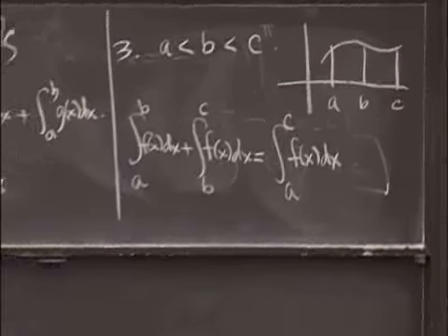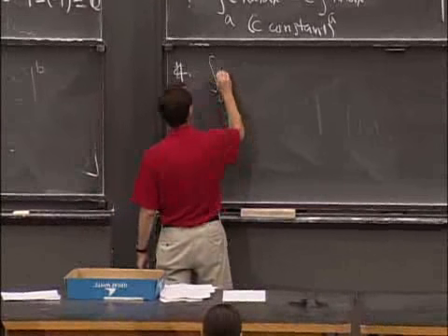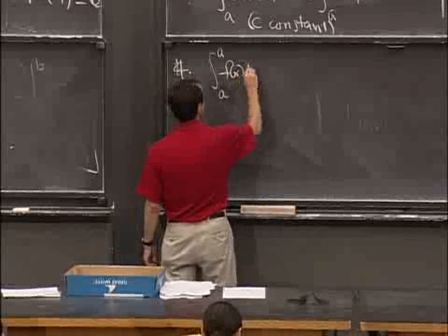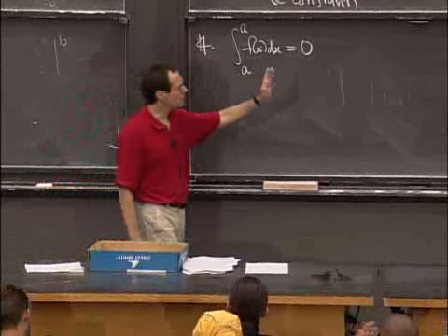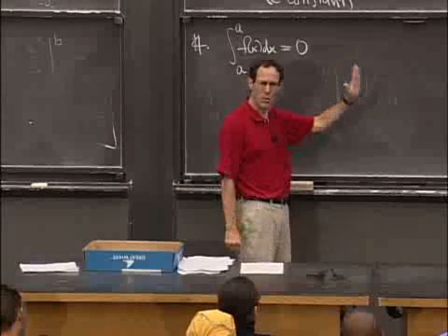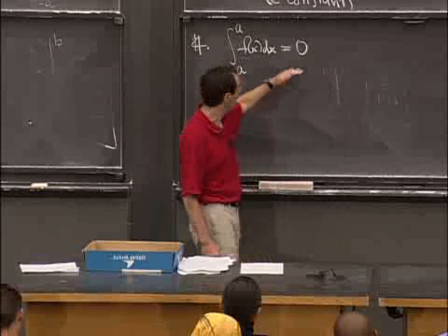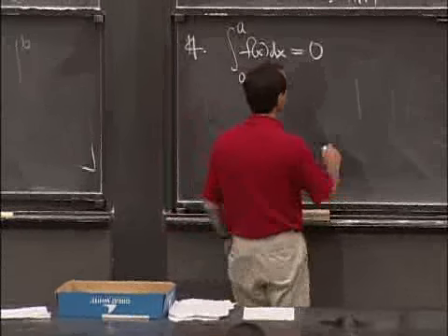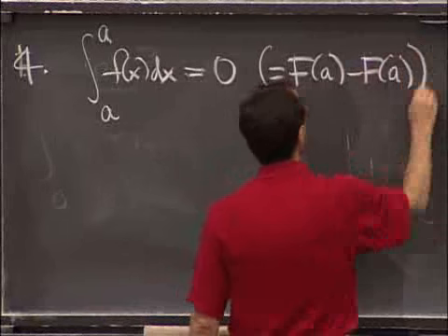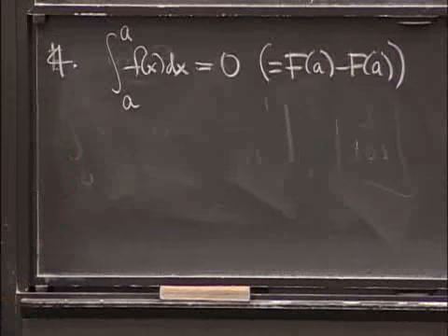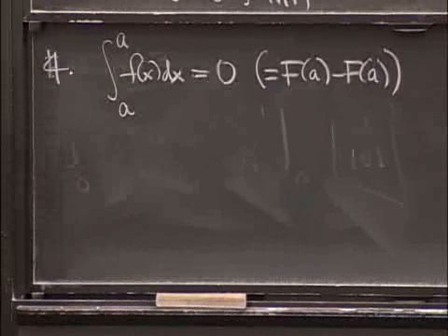The fourth rule is a very simple one, which is that the integral from A to A of f of x dx is equal to 0. That you can see very obviously because there's no area, no horizontal movement there. The rectangle is infinitely thin, and there's nothing there. So this is the case. You can also interpret it as f of a minus f of a. So that's also consistent with our interpretation in terms of the fundamental theorem of calculus, and it's perfectly reasonable that this is the case.